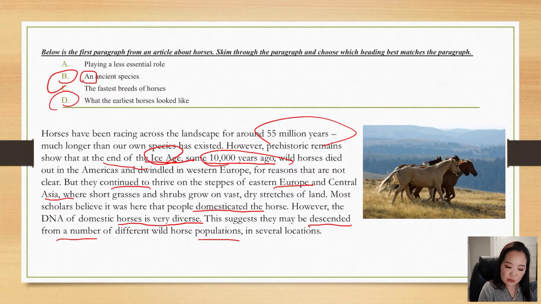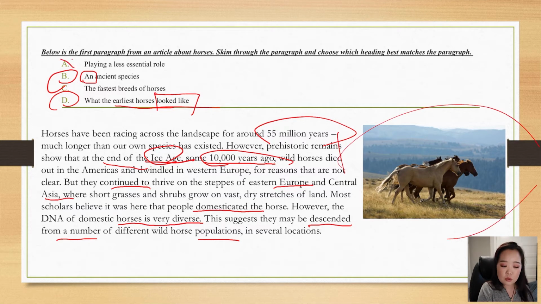Students may be confused about choice D, what the earliest horses looked like. Yes, the description for earliest is shown here, 55 million years ago. However, there is no description of how those horses looked, other than the picture. And then choice A, playing a less essential role, would also be incorrect. What are these roles? In the paragraph, it never actually described any role that the horse played. It only tells you how long it has existed and the ancestors of these horses. So the answer is B.